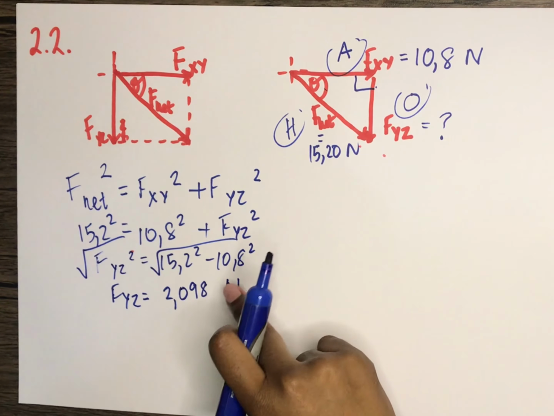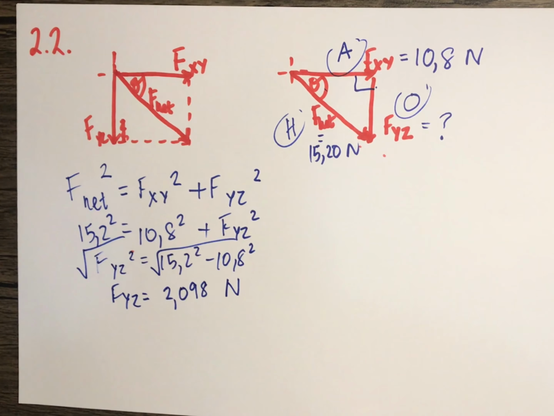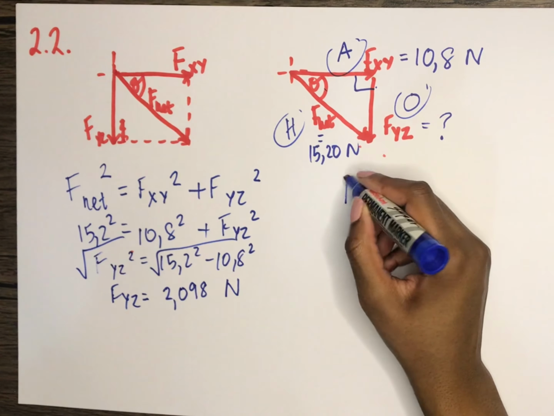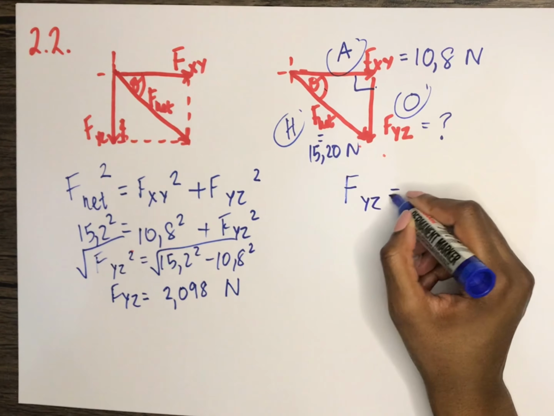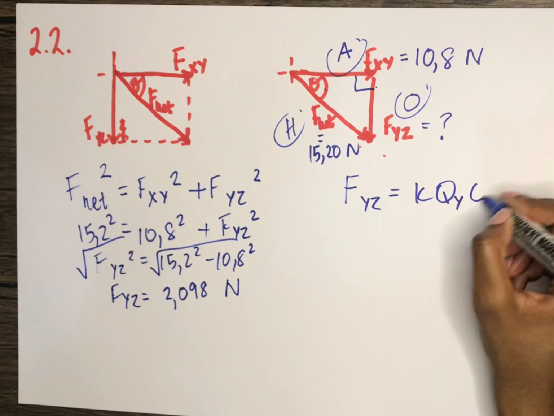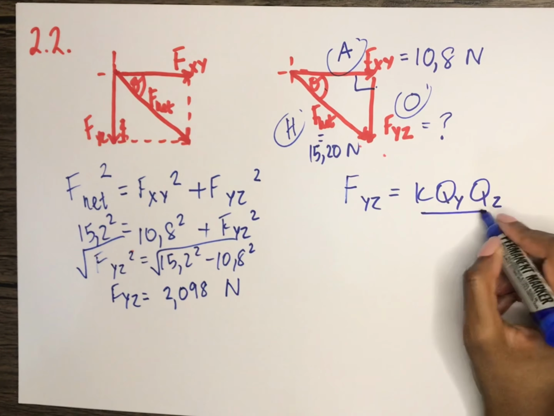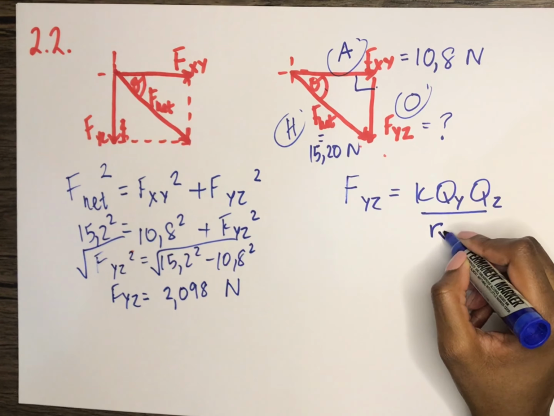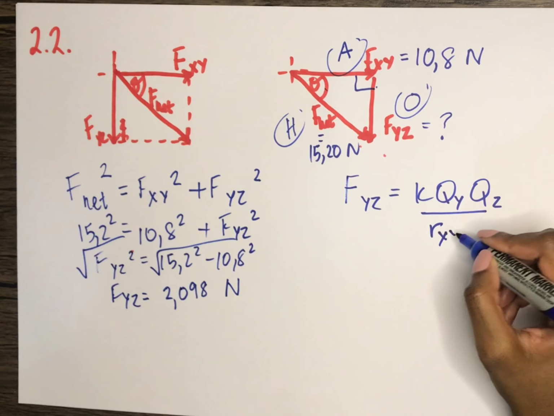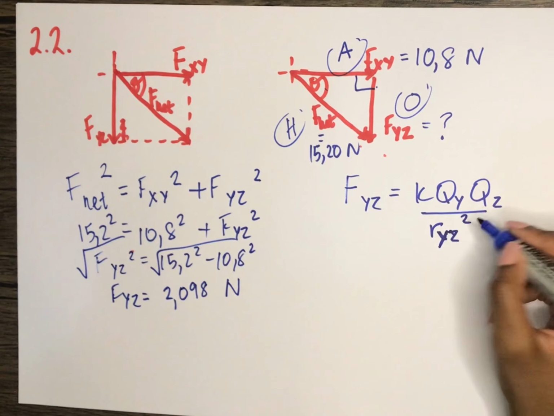Remember, the answer we always round off at the end. I've rounded off here on paper, but on the calculator I'm going to continue using the full answer to get an accurate final answer until the last step, right? So now I've got F_yz, which means I can simply use Coulomb's law to find the charge on Z. So I can use Coulomb's law, which is F_yz is equal to k q_y q_z all over r, it's actually r_yz squared.